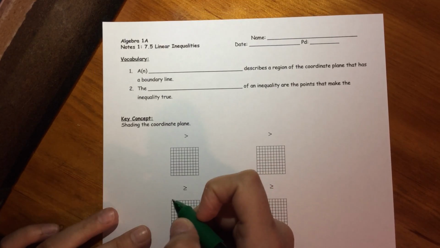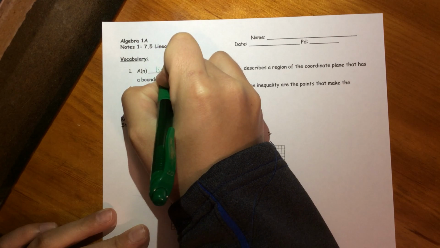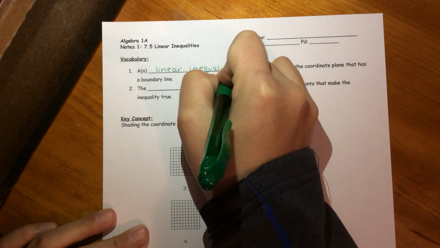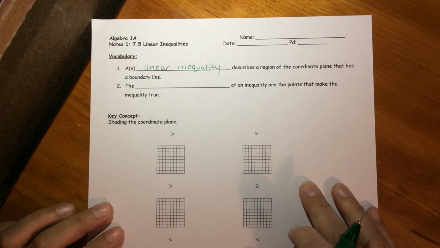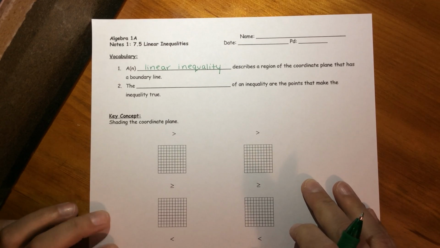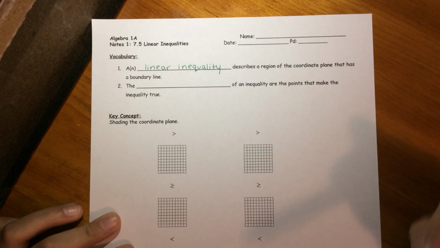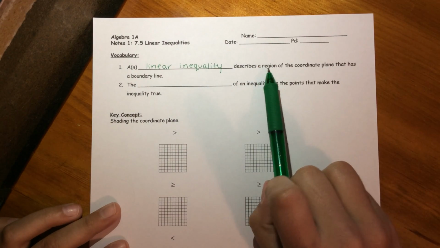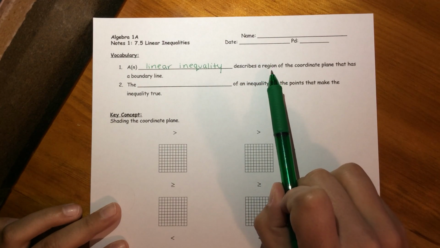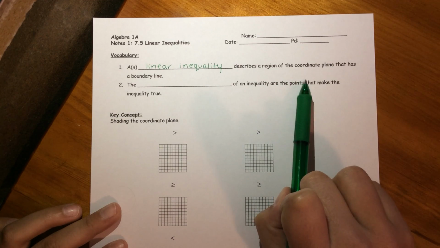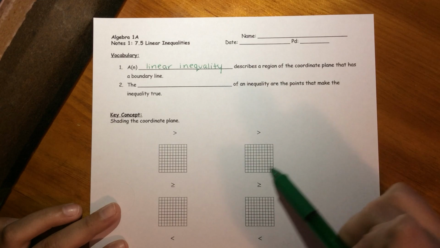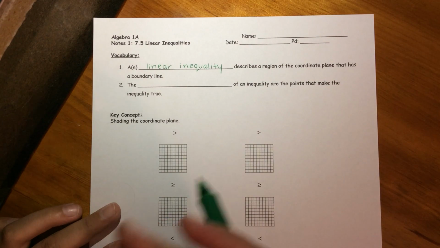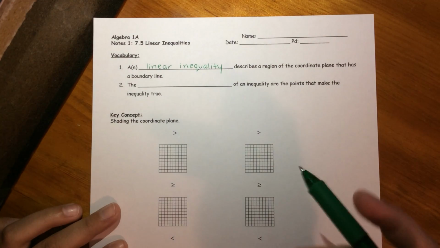So first vocab word, a linear inequality describes a region of the coordinate plane that has a boundary line. Okay, so a linear inequality, and again, we're going to go through notes, and you'll see a couple of examples of what a linear inequality is. But the key thing is that it describes a region. So a region is a section of the graph. And coordinate plane just means a graph like this that we've been using to graph. Okay, and it has a boundary line, meaning it has a line that determines where that region stops.